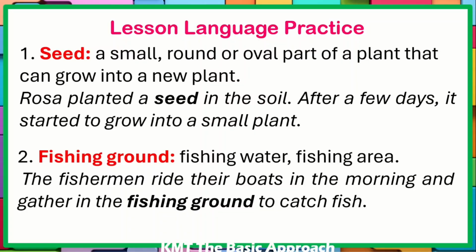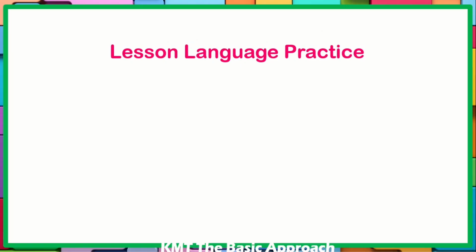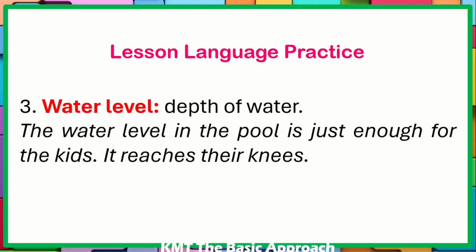Number 2. Fishing ground. It means fishing water or fishing area. Sample sentence. The fishermen ride their boats in the morning and gather in the fishing ground to catch fish. Number 3. Water level. It means depth of water. Sample sentence. The water level in the pool is just enough for the kids. It reaches their knees.